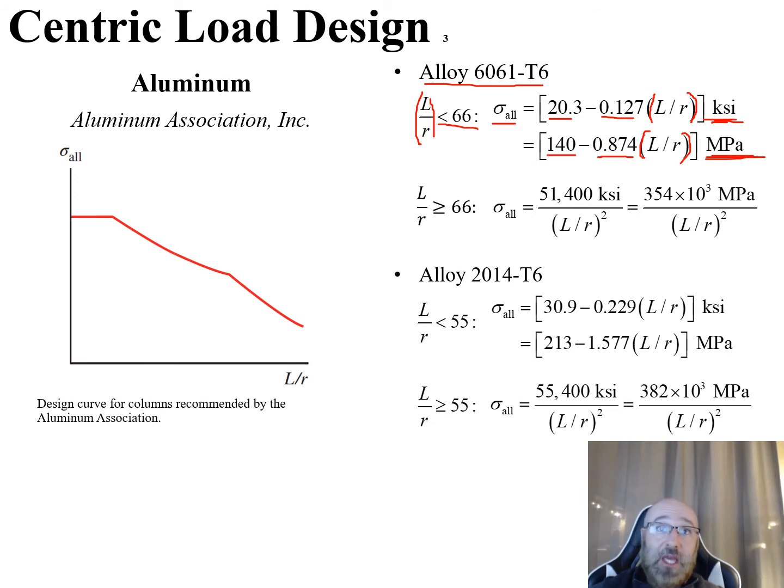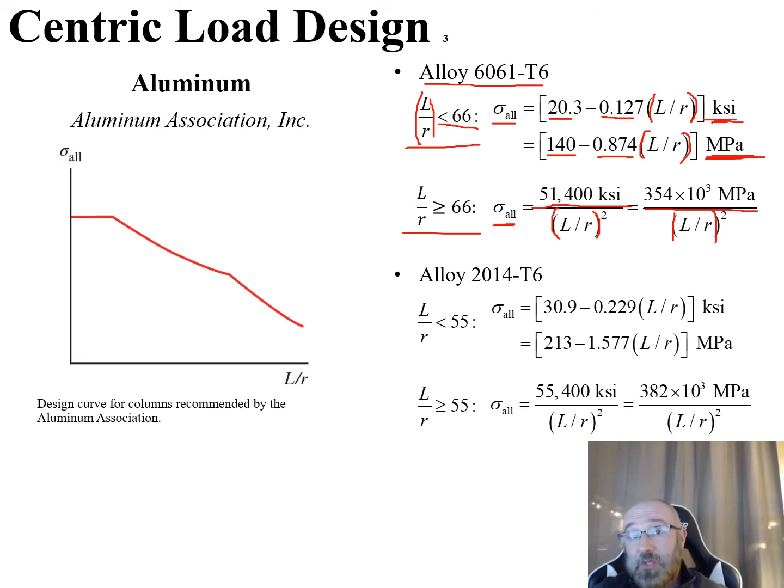Now, that was for the case of our slenderness ratio being less than 66. What if our slenderness ratio is greater than 66? Well, then we have the relationship here that our allowable stress is equal to, in units of ksi, 51,400 ksi all over our slenderness ratio, L over r, squared, or in MPa, that would be 354 times 10 to the third MPa all over that slenderness ratio, L over r, squared.